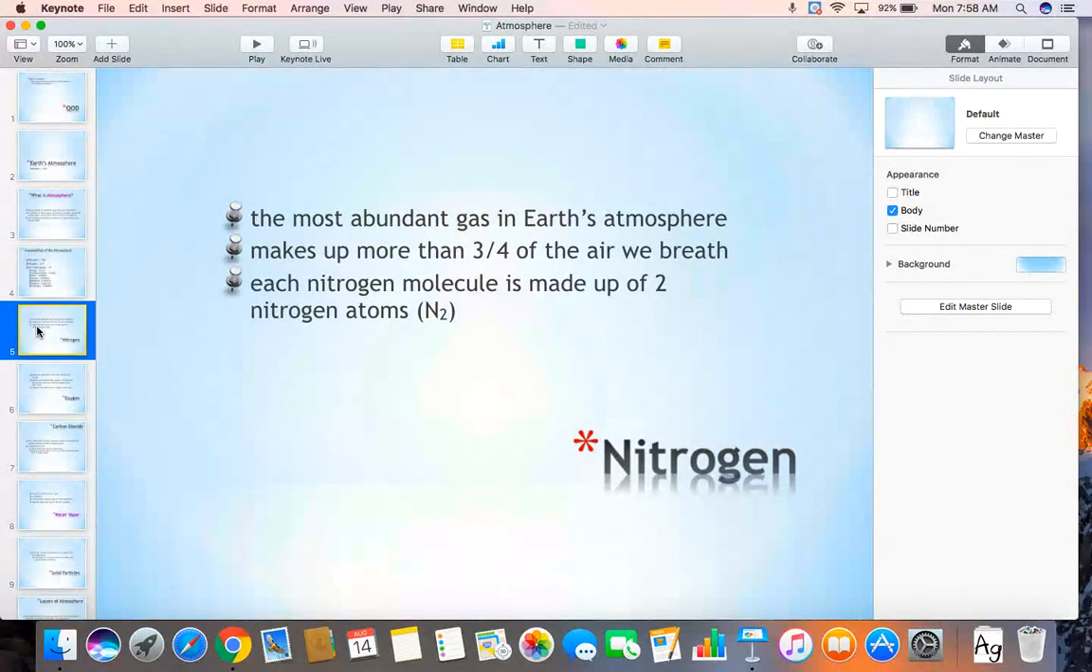So, nitrogen. This is the most abundant gas in the atmosphere. It makes up 3/4 of the air that we breathe. Notice that it says that each nitrogen molecule only occurs in twos. So you'll never find just a nitrogen molecule floating by itself. It always has to have a partner, right? That's the same thing with a lot of gases that we're going to look at. Even though it says a singular, it always occurs in pairs.